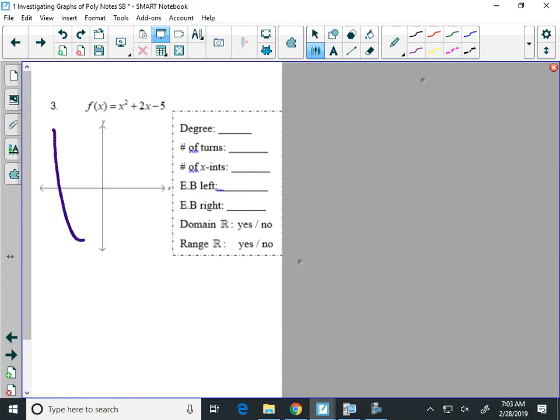But here is roughly what that parabola looks like. Now this time, let's talk about degree. Degree is the highest exponent that this polynomial has. So when I look here, I have 2 x's. One x has an exponent of 2, the other has an exponent of 1. Well, 2 is bigger than 1, so the degree of this polynomial is 2.